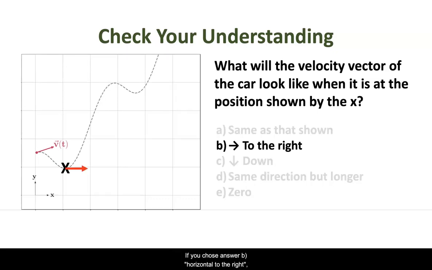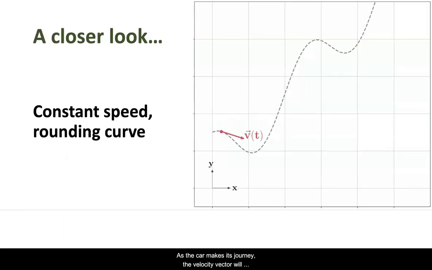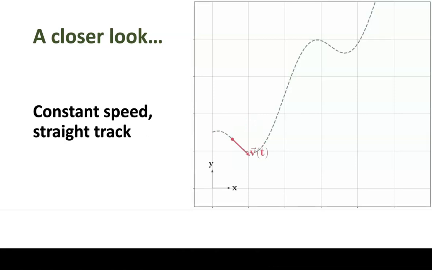If you chose answer B, horizontal to the right, you are correct. The velocity vector is tangent to the position curve at all points. As the car makes its journey, the velocity vector will maintain a constant length because the speed is constant, but the direction of the vector will change as the car navigates the curves. The vector will be tangent to the curve at each point, reflecting the relationship between position and velocity. The velocity is the time derivative of the position curve at each point.